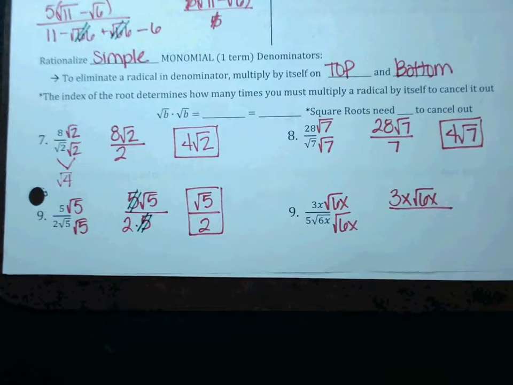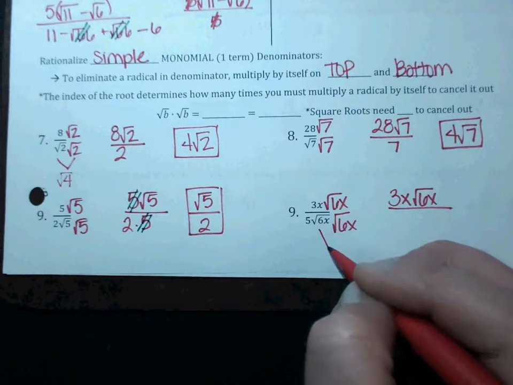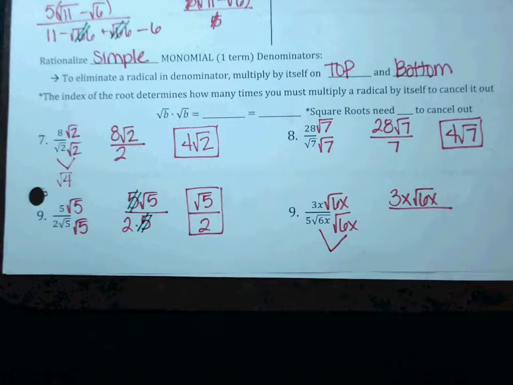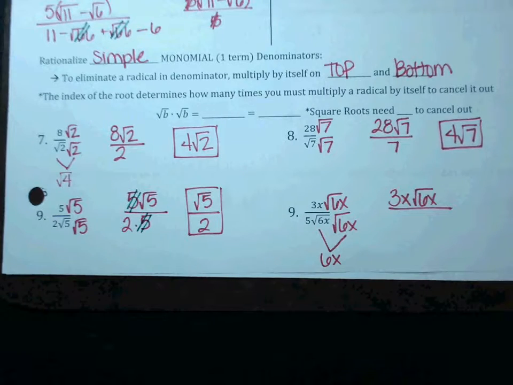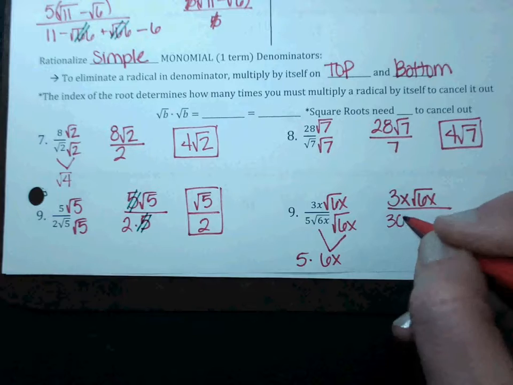Okay, but on the bottom, if it's 6x times 6x, and then I'm going to get 36x squared, but just square rooted, what would I get? 6x, right? Because there's 2 of them, you just end up with the stuff from the middle. Times by what else was on the bottom? 5. A 5. So 5 times 6x is 30x.